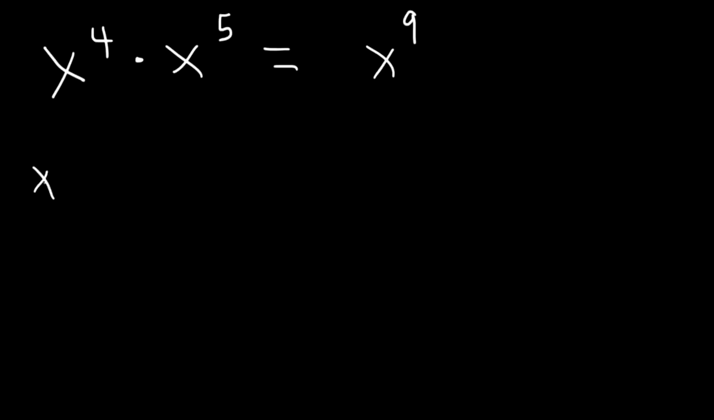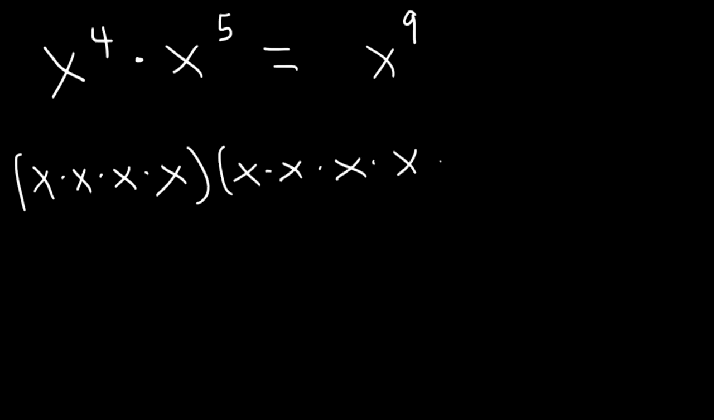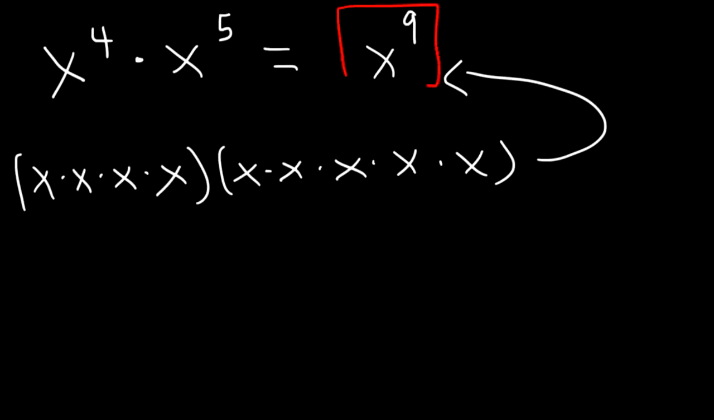X to the fourth is basically multiplying 4 x variables together. And x to the fifth is equivalent to multiplying 5 x variables together. So in total, you're multiplying 9 x variables together. And so that's why it's equal to x to the ninth.